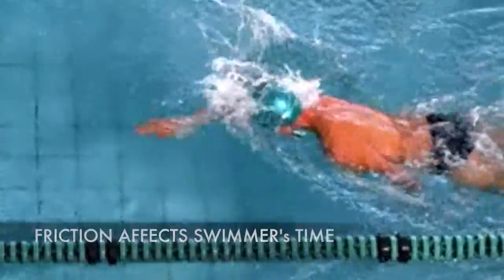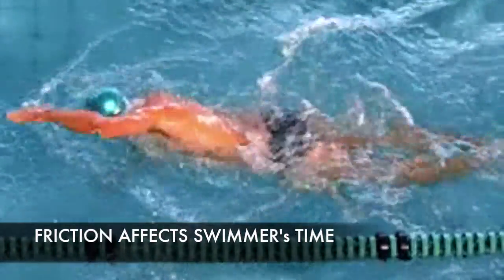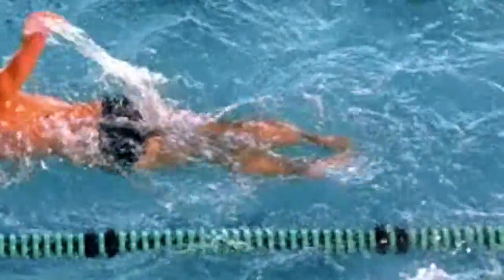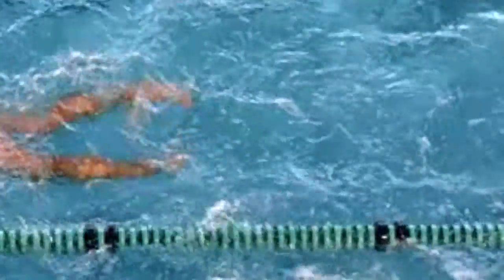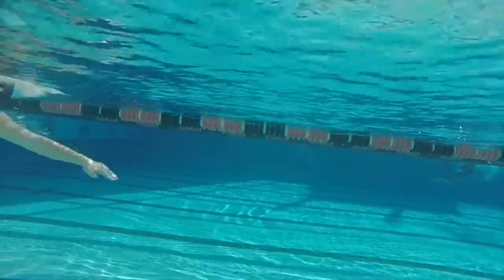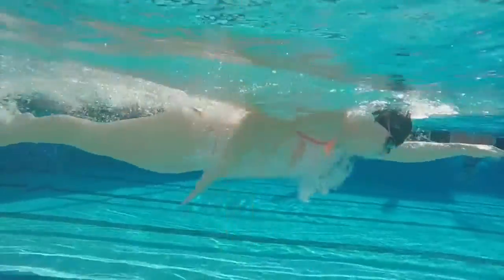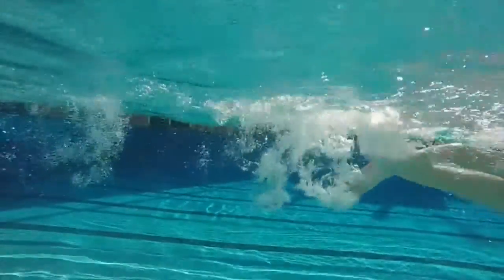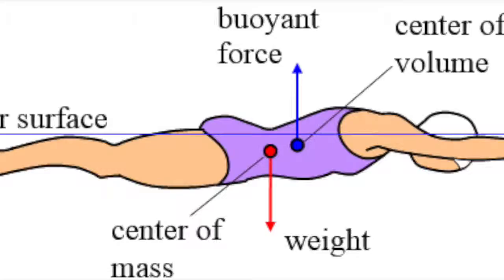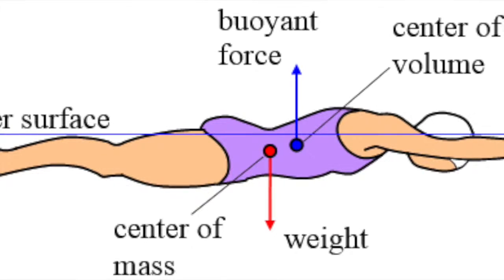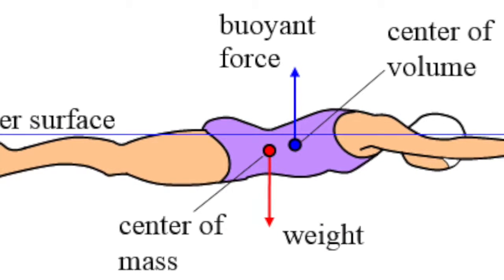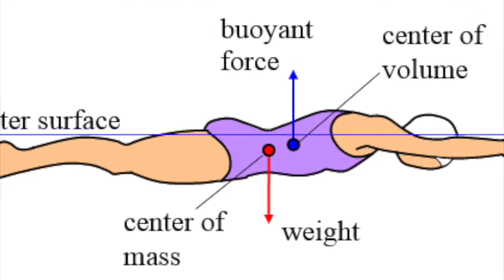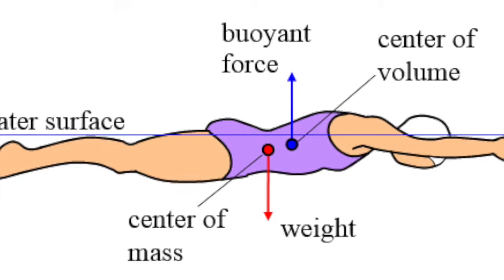Friction, which is also known as drag, can affect the rate at which the swimmers move through the water. In swimming, there is negative friction as the water is pushing against the swimmer's body. When the swimmer is in the water, the force of water pushing up on the swimmer, which is also known as buoyancy, helps the swimmer float. The force of earth, which is also known as gravity, pulls the swimmer down and causes the swimmer to sink.